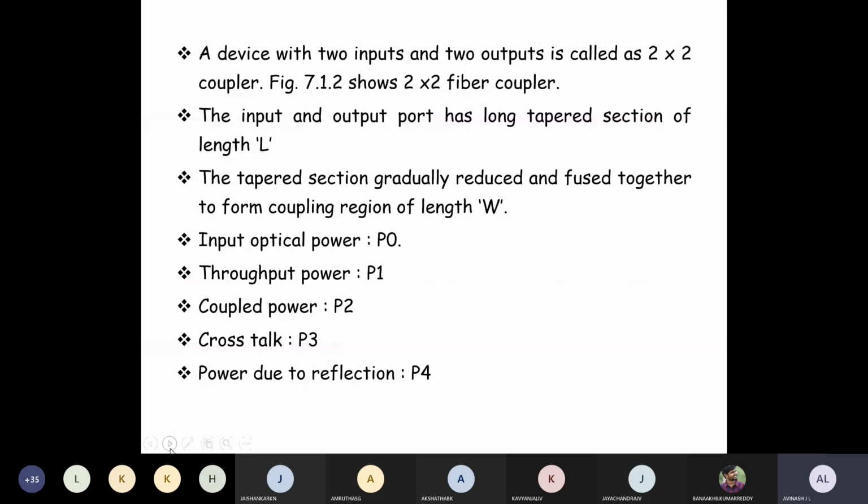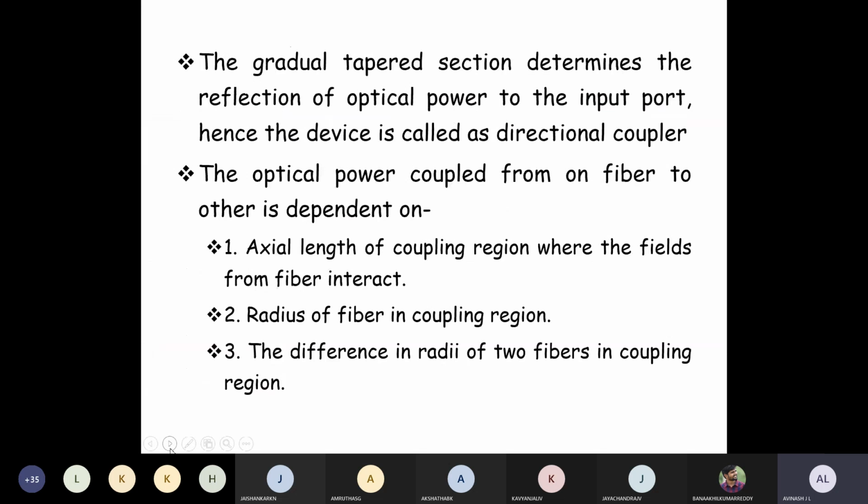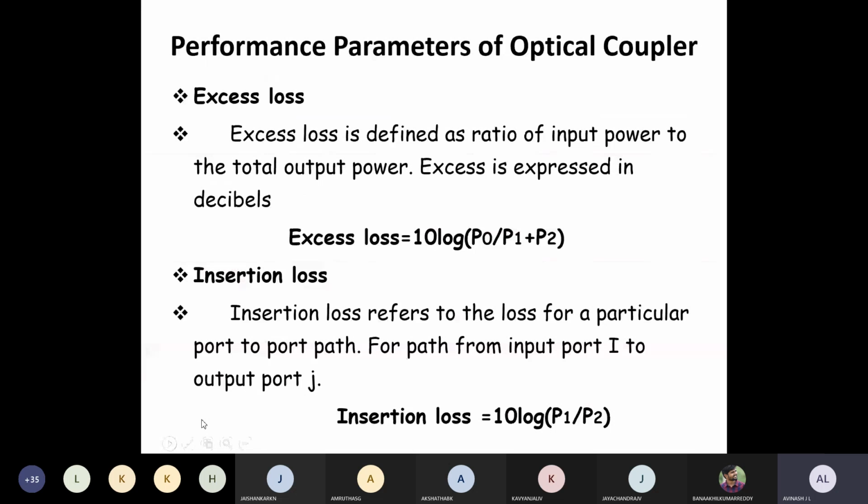So after that we understood what the 4 ports of the coupler are and how the crosstalk, how the coupled power, how the power is lost due to reflection, all those things we understood. After that we can go for the performance parameters of the optical coupler. In those performance parameters we can see the excess loss. So what is the equation for the excess loss? The excess loss equals 10 log P0 divided by P1 plus P2. Like that, insertion loss, what is the equation and all. Here P0, P1, P2 are the names for the ports that we have given.